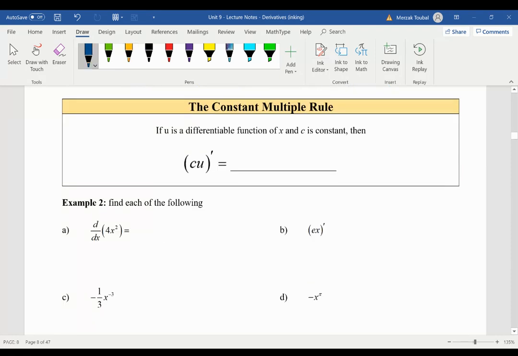Constant multiple. We're not going to prove this formula. We're just going to give you what the formula is. If you take the derivative of some constant c times the function u, what you can do is hold on to the constant and take the derivative of the function, which is c u prime. That's the idea pretty much. Whenever there is a constant, you can hold on to the constant. It is going to be just a coefficient of the derivative of the function. So the constant times the derivative of the function.